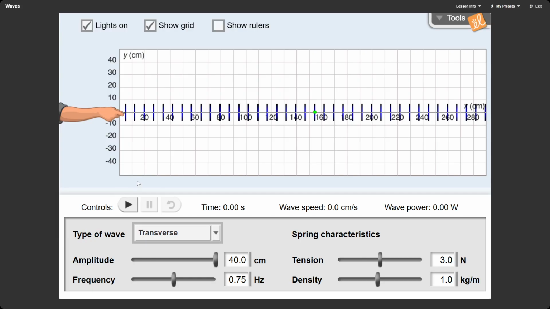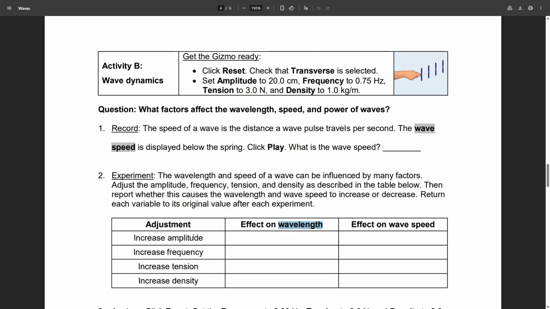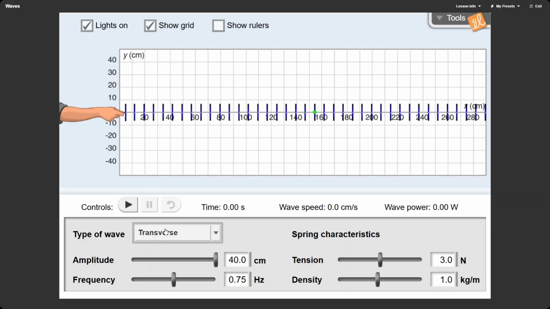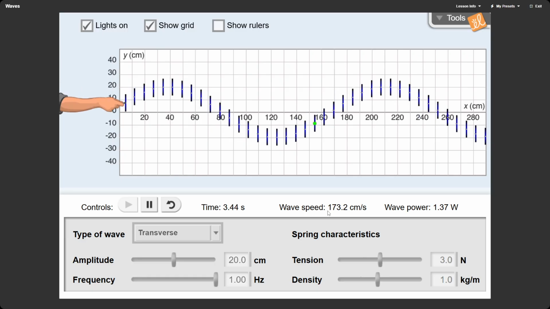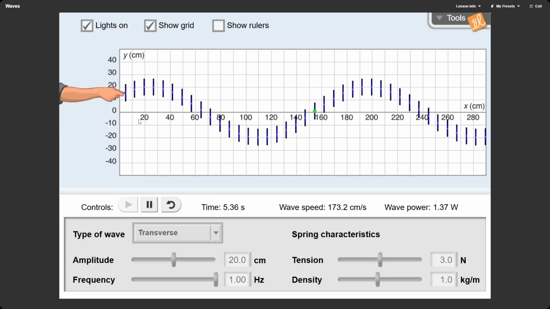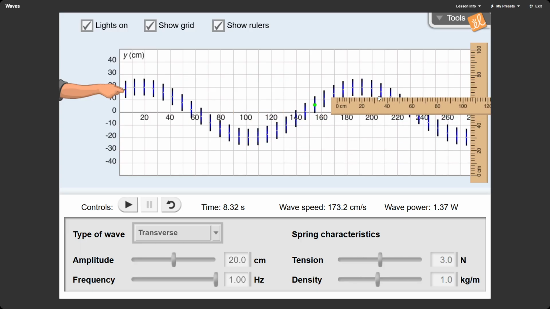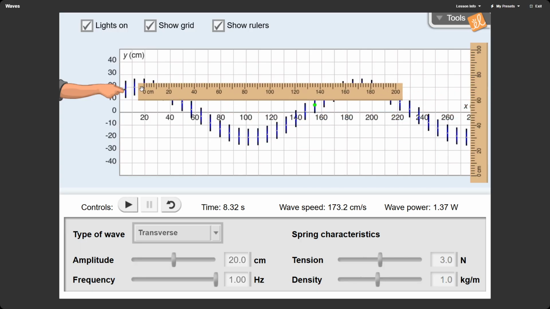All right, so next one is frequency. So you reset it, turn it back down to 20, increase the frequency. Does that increase the wavelength? Now again, if you forget how to measure wavelength, you can show the ruler and you can measure from the 0 over to how long it is.